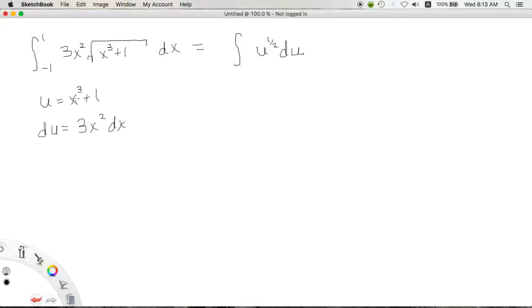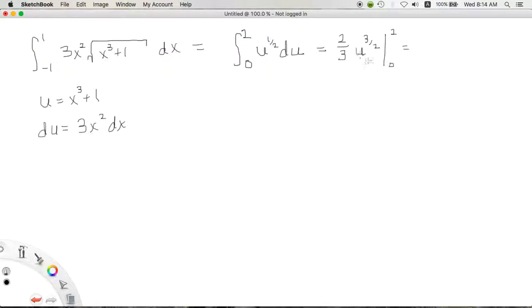If I plug in -1 here, I get -1 plus 1, which is 0. I plug in 1 here, and I get 2. So I take my integral, the antiderivative is 2/3 u to the 3/2, and then remember with definite integrals, the plus c doesn't matter because we'll end up adding it and then subtracting it off, so it won't matter. So we evaluate it from 0 to 2.